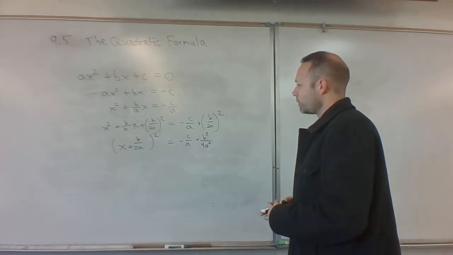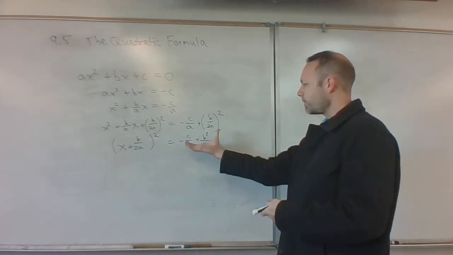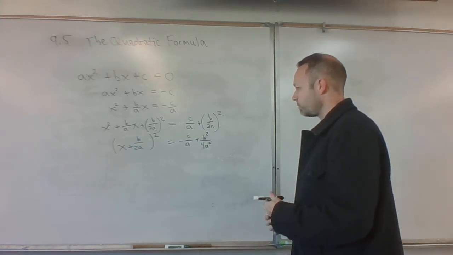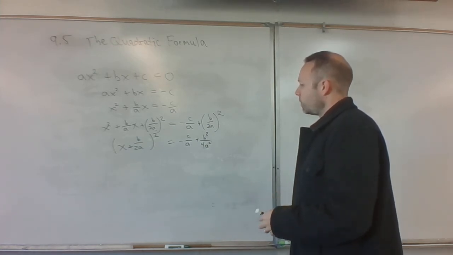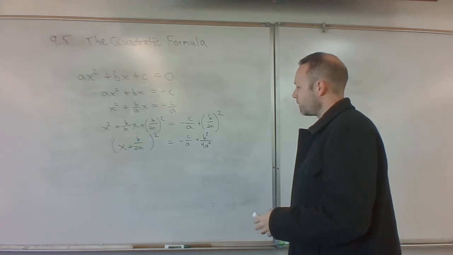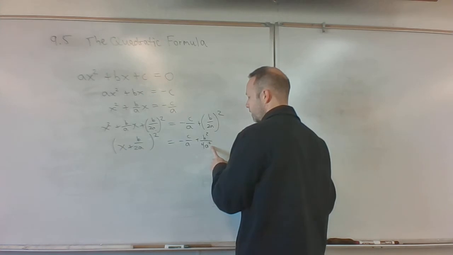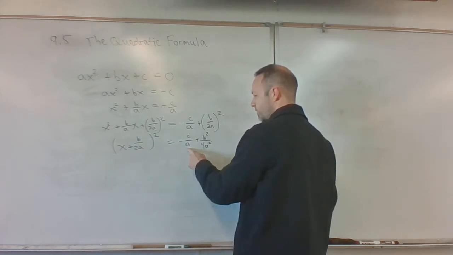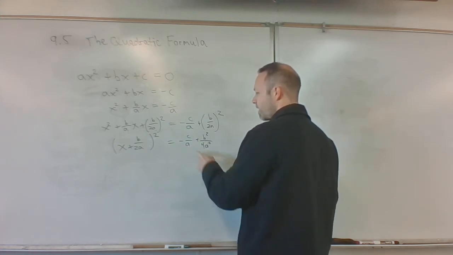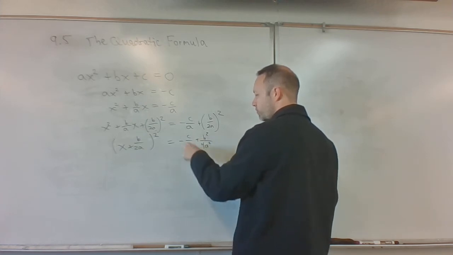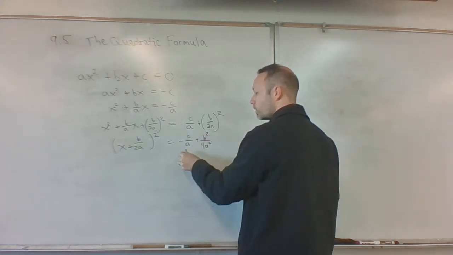Now I want to combine this into one fraction. It's just going to look a little bit nicer if I can combine this into one fraction. So in order to do that, what am I going to have to do? Well, let's see. I have a 4a squared here, right? In my denominator. So I can't add that to this. I can't add these fractions yet because the denominators don't match. To get this denominator to match that denominator, I'm going to have to multiply this fraction by 4a over 4a.